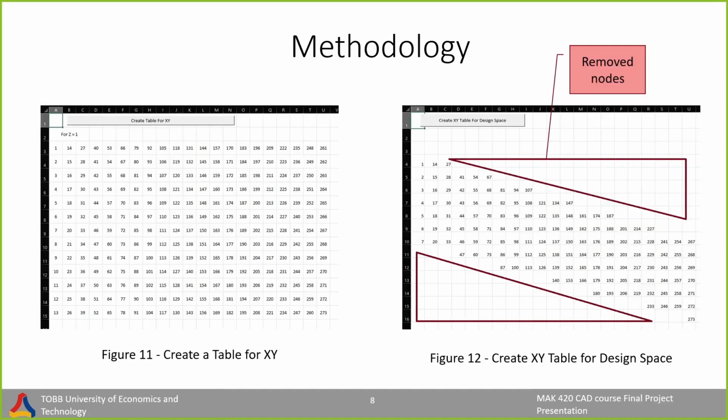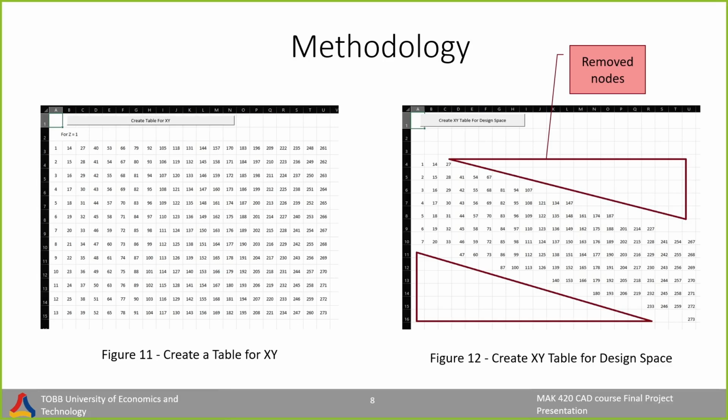In figure 11, you can see there's a button at the top. When the user clicks on this button, it automatically calculates and generates a table of node numbers for the XY plane for every Z plane. For figure 12, which you can also see at the right of our presentation, when the code runs in the Excel file, node IDs that stay in the design space are filtered. In the Excel file, the user can see every node ID which stayed inside the design space.